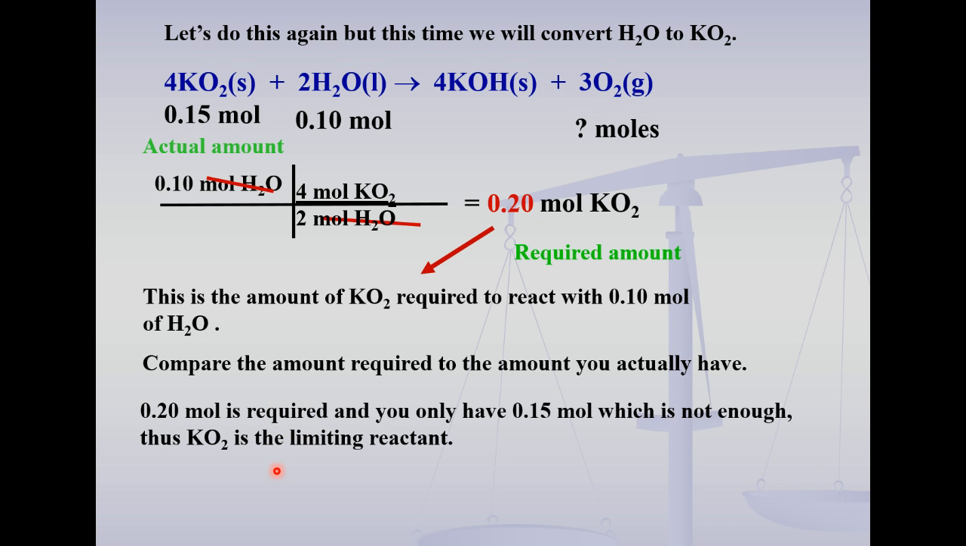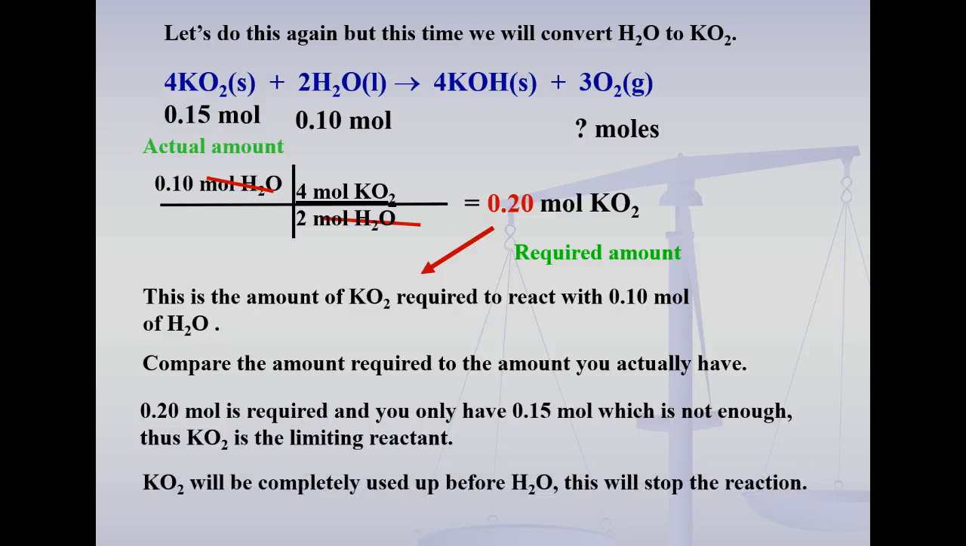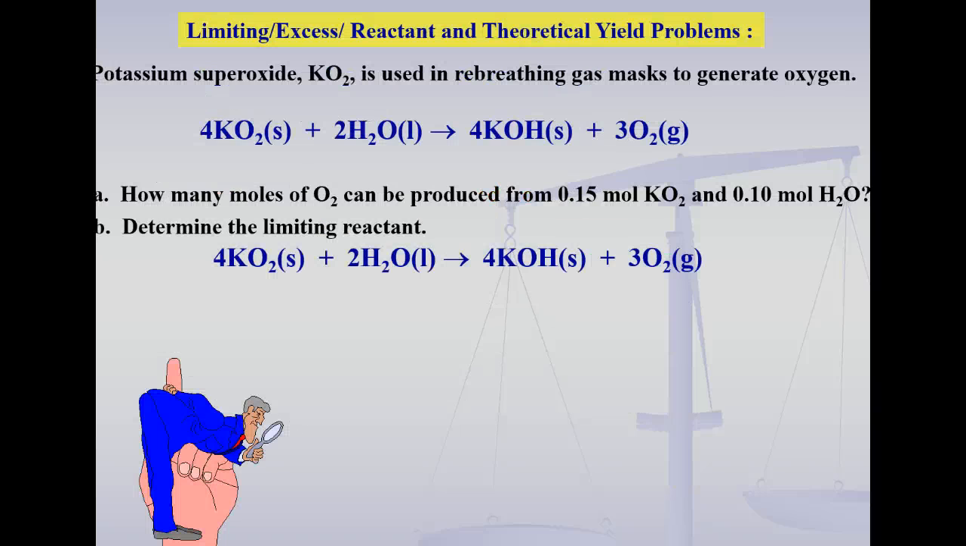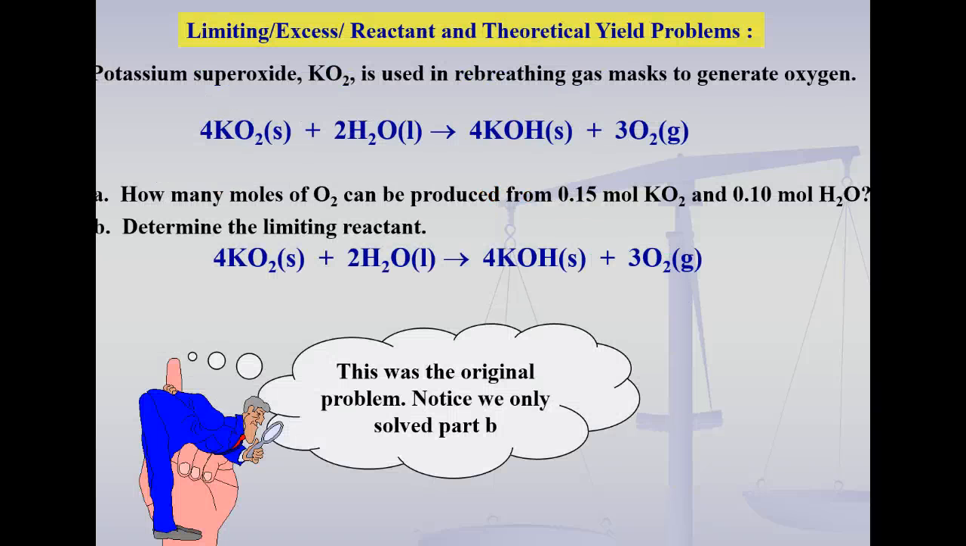So you always have to compare that required amount to the actual amount. If the actual amount is more, then it's an excess. If that actual amount is less, like we see here, then it's limiting. So now that we have the limiting reactant, we can now solve part B.